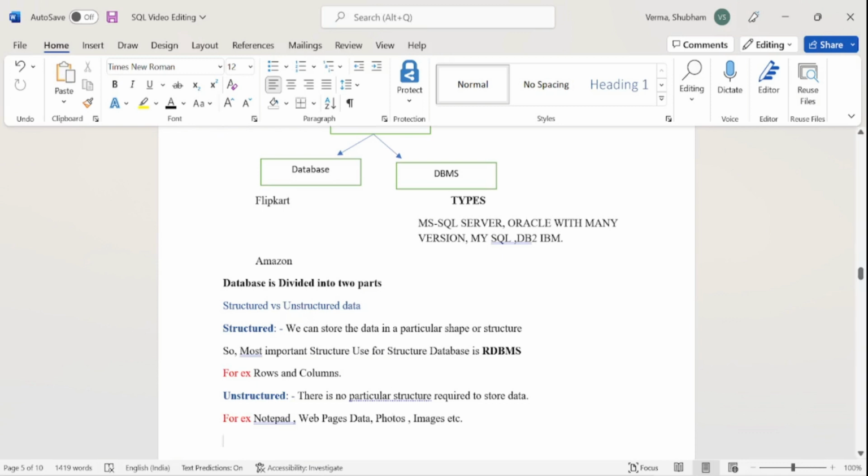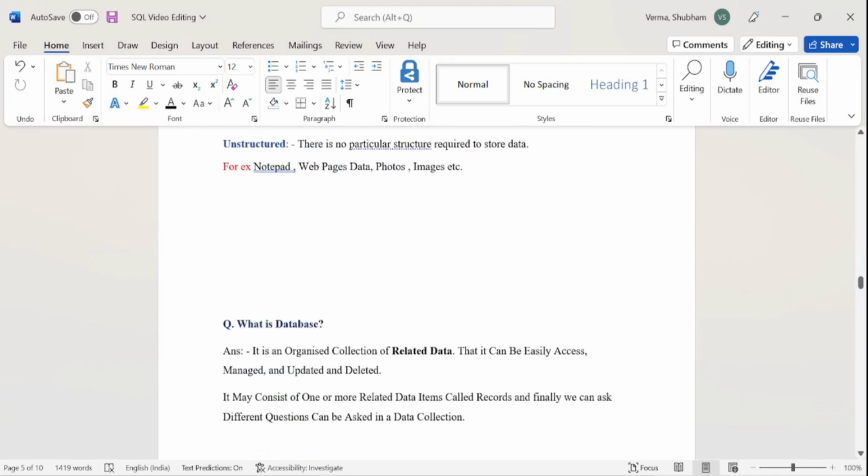So I hope you are clear with the definition of a database. It is an organized collection of related data.